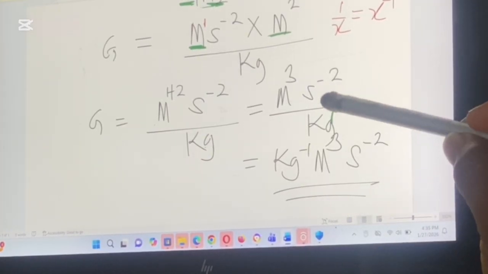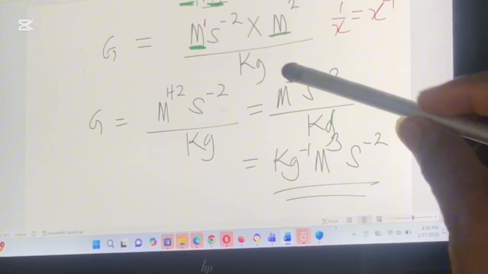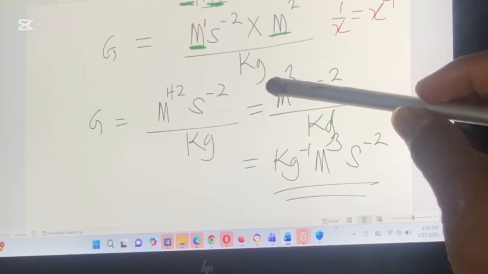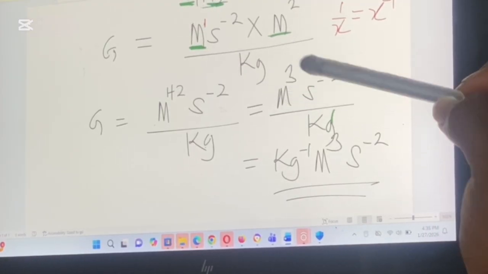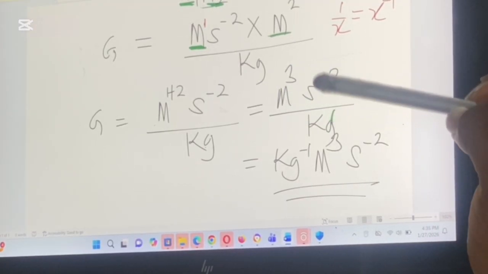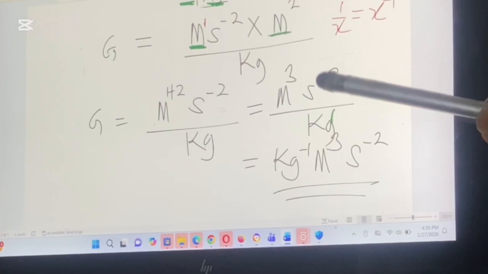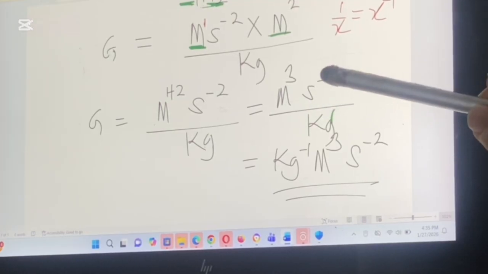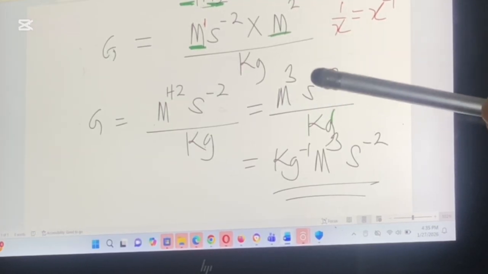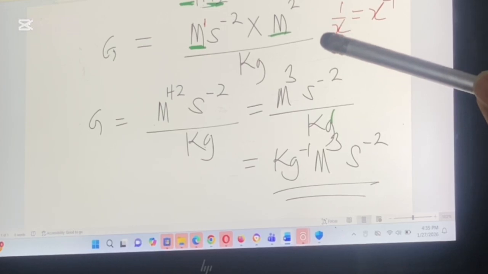The reason why we position this kg as the first here is to arrange. Remember, we always arrange the units in order of their fundamental quantities. Please take note. So kg will appear before meter, meter will appear before second.